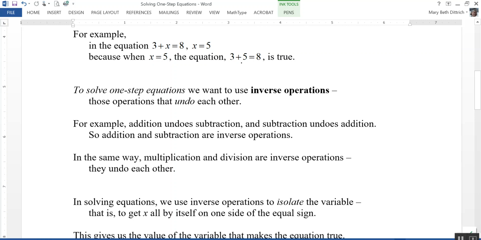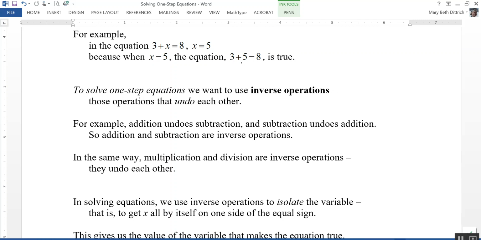To solve a one-step equation, we want to use inverse operations. That is, those operations that undo each other. For example, addition undoes subtraction, and subtraction undoes addition, so addition and subtraction are inverse operations. In the same way, multiplication and division are inverse operations because they undo each other.